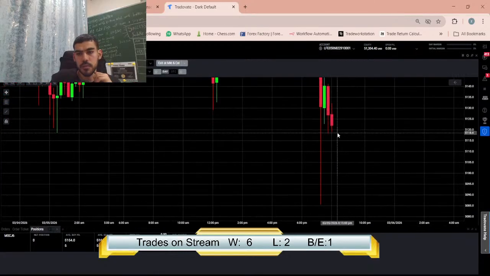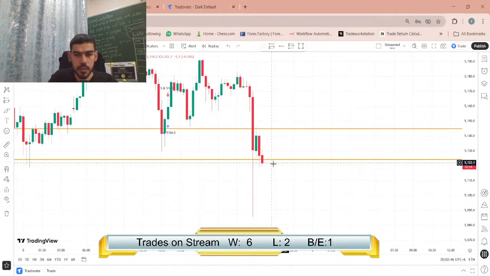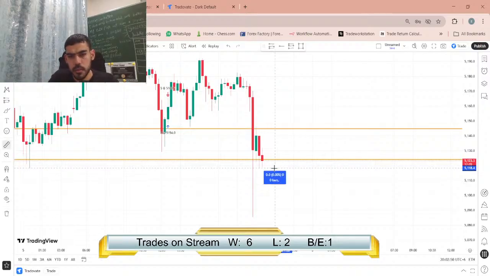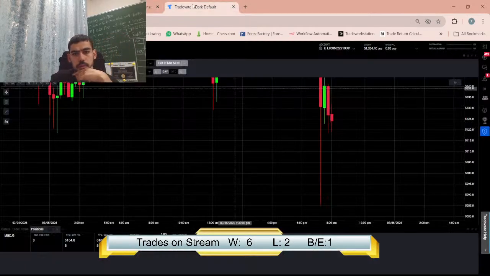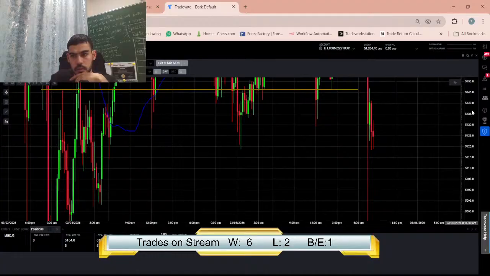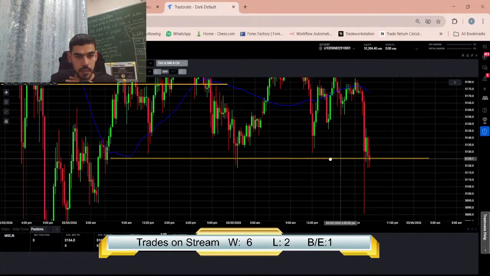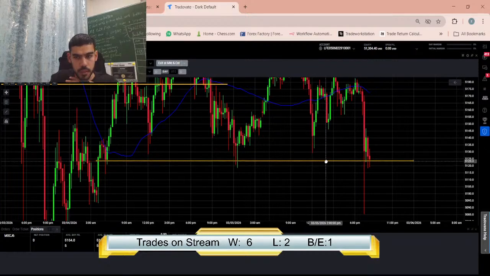But to be honest, it's a little bit tempting. Let me check the stop loss before we enter. Stop loss is about 140 pips. Oh man, I don't think we can enter this. So better to wait for a better setup, or this support to close above here.